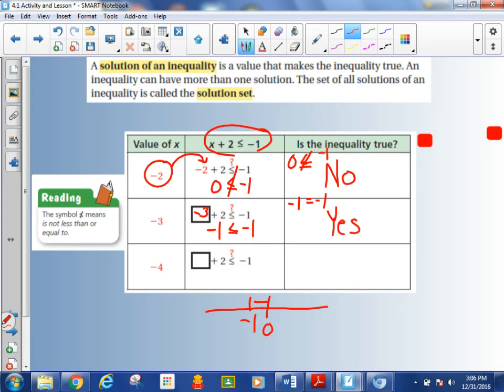Now we'll put -4 in there. -4 plus 2 would give me -2, less than or equal to -1. So if I continue my number line, is -2 to the left or less than -1? Yes, it is. Okay, -2 is less than -1. Okay, it's not equal to in this situation, but it is less than. So this would be a true statement. Yes, it is less than, just not the equal to at this point.